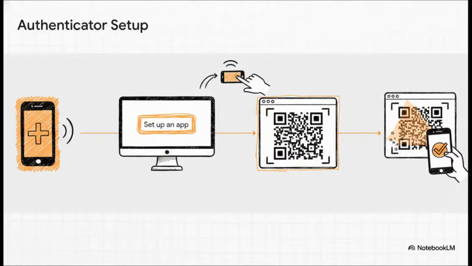Okay, this part is a breeze. First, grab your phone and open up that Authenticator app you just downloaded. Tap the little plus sign to add a new account. Now, at the same time, look at your computer screen. You're going to choose the option to set up an Authenticator app, and a QR code will pop up. Just point your phone's camera at it, and it'll scan automatically.